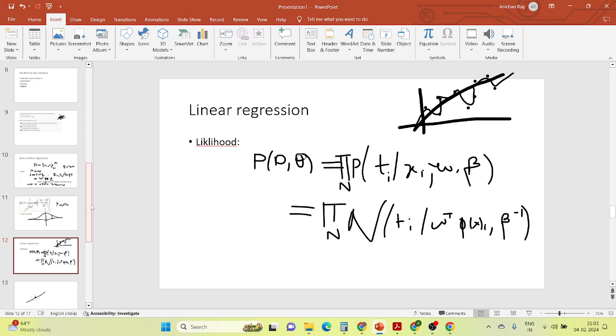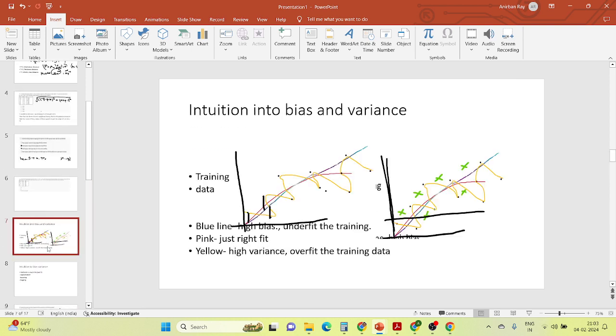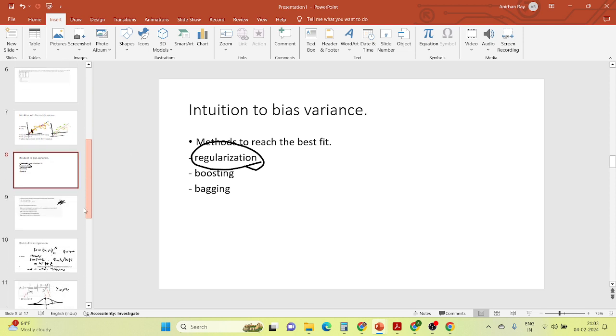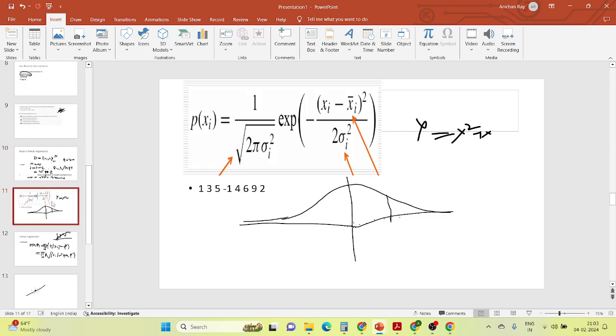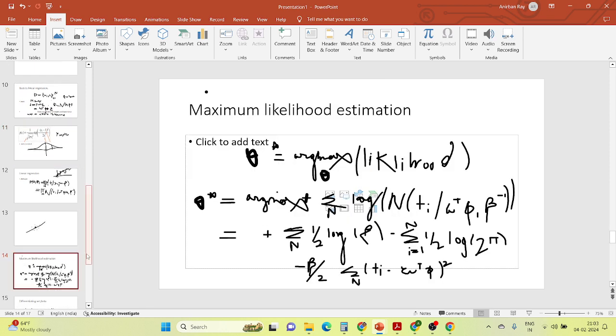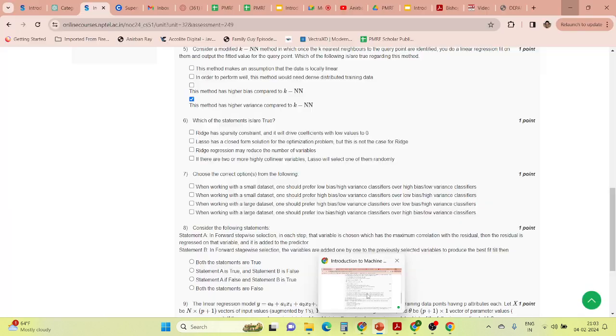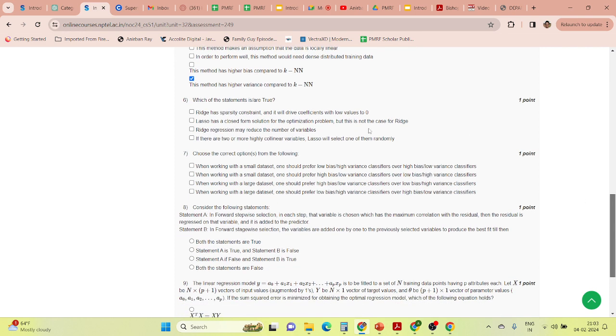As I have taught in bias and variance, the first method to get to the best fit is regularization, because most probably using powerful computers and a complicated phi will get to an overfit line, an overfit curve. So we need to use a regularizer to get to our best fit. This question maybe you can leave or you can guess, but I will derive it next time.